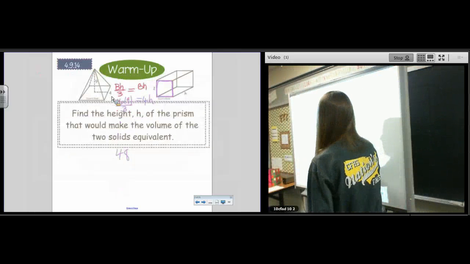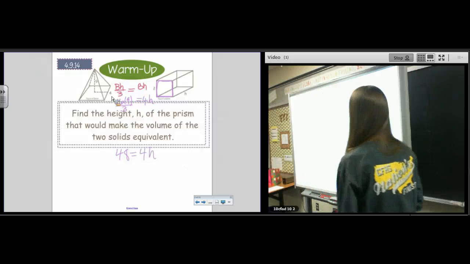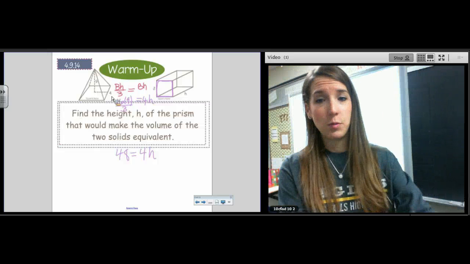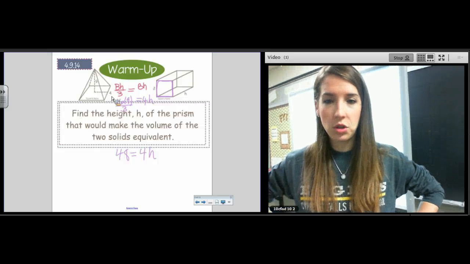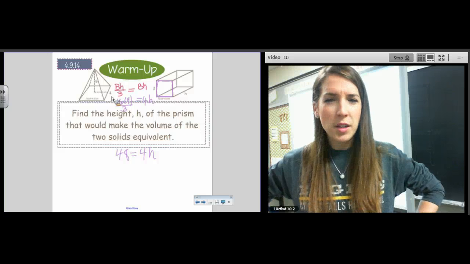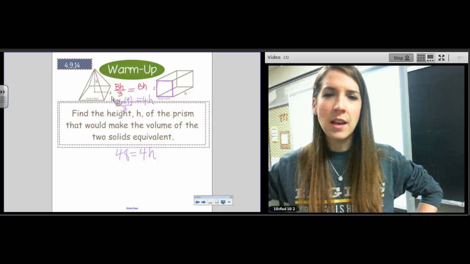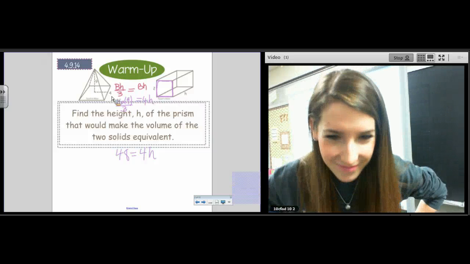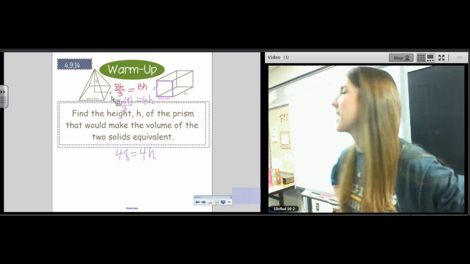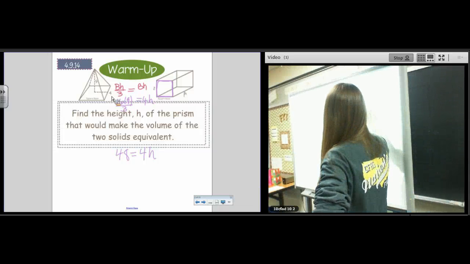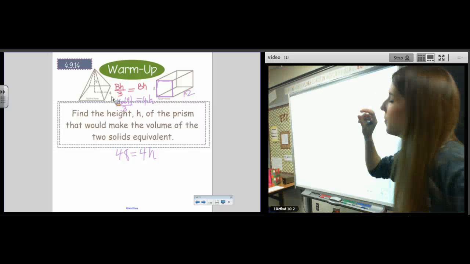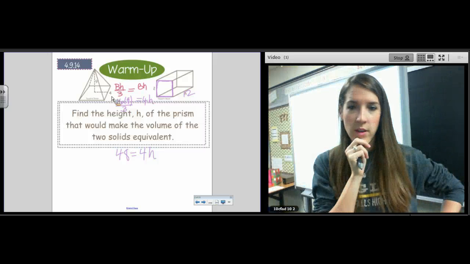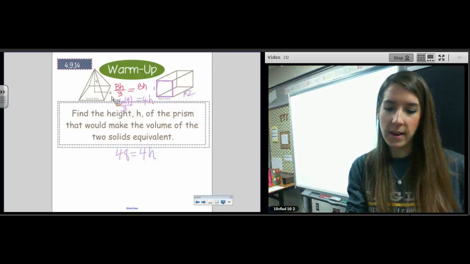So what we've got here is a very easy algebraic problem. 48 equals 4h. Whatever h is would force our volumes to be equal. So how tall does that prism need to be to have equal volume to the pyramid? Very good. 48 divided by 4. So that needs to be 12 units tall for the prism to have equal volume as the pyramid. Did y'all get 12 before I started explaining it?